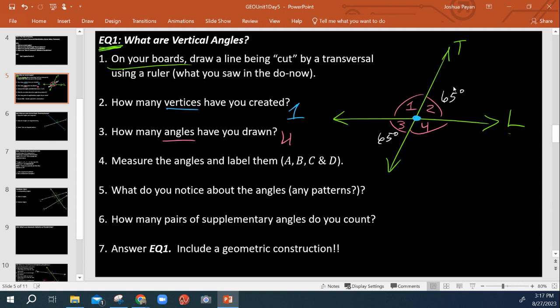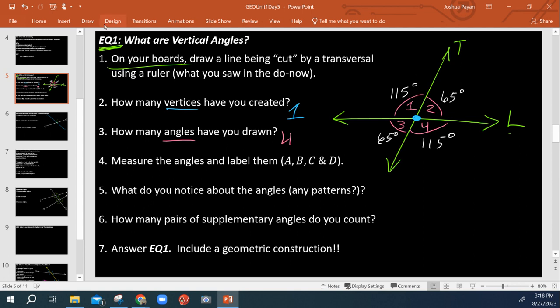The other thing that should be obvious is these two angles, angles 1 and 2, are going to be supplementary. So without even measuring with a protractor, I should already know angle 1 is going to be equal to the supplement of 65. So I can do 180 minus 65, and of course that would give me 115 degrees. Opposite angles are congruent, so is angle 4.